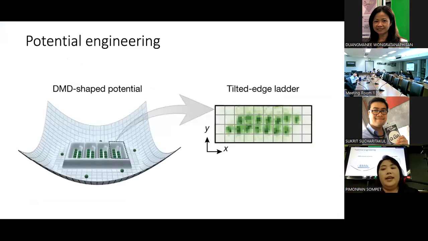Okay, and that's how we get it in the final. The potential looks like this, and individual atoms are trapped inside, and we can shape it into the shape that looks like this. And that's how we generate the Hofstadter phase, the famous phase.